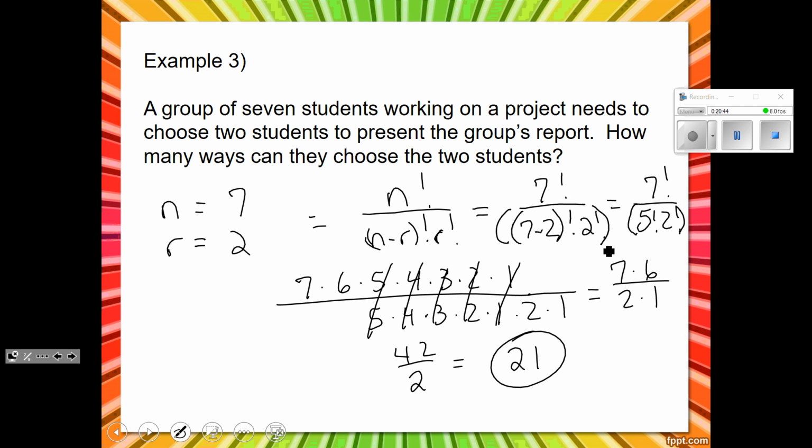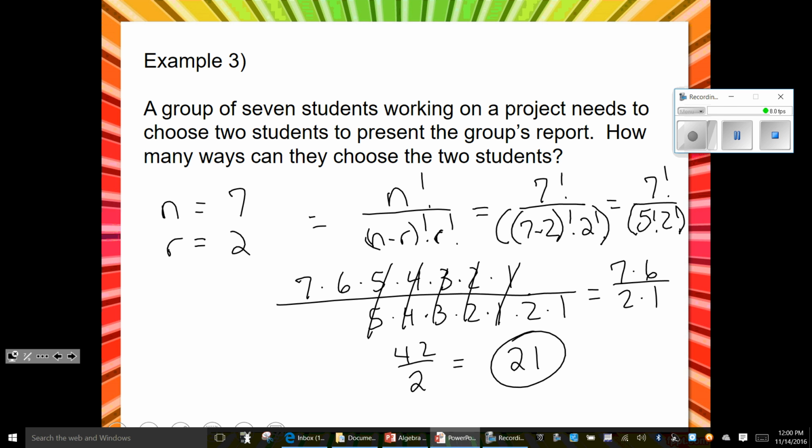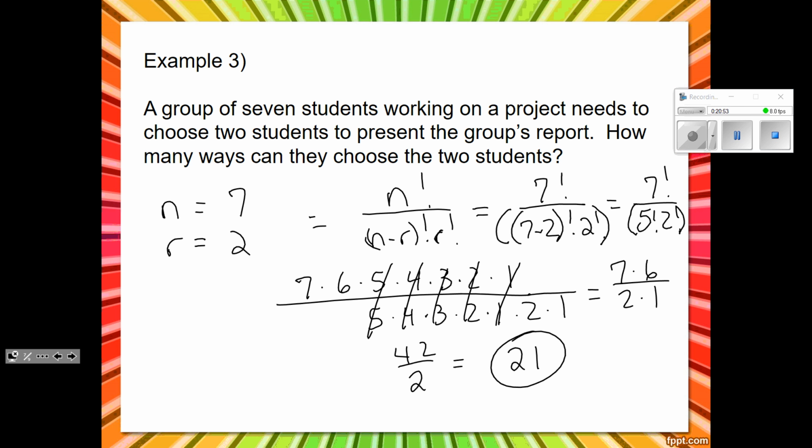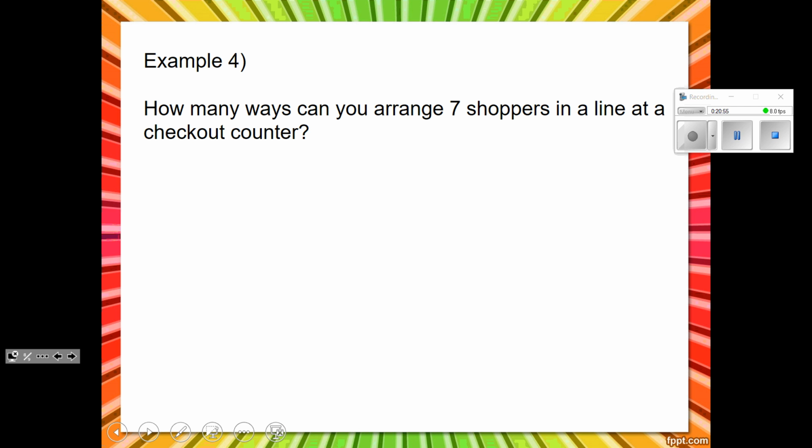Good. Okay, let me pause and come see your calculators. Here we go. Let's look at just a few more examples. There's 5 total in today's lesson, so we're almost finished with the lesson for today.